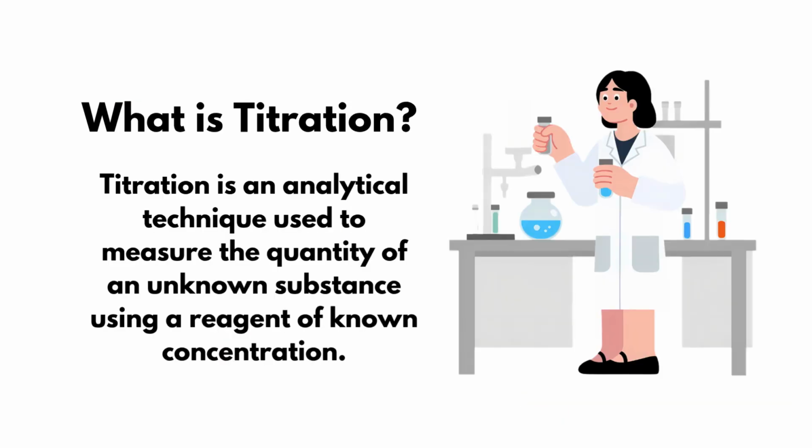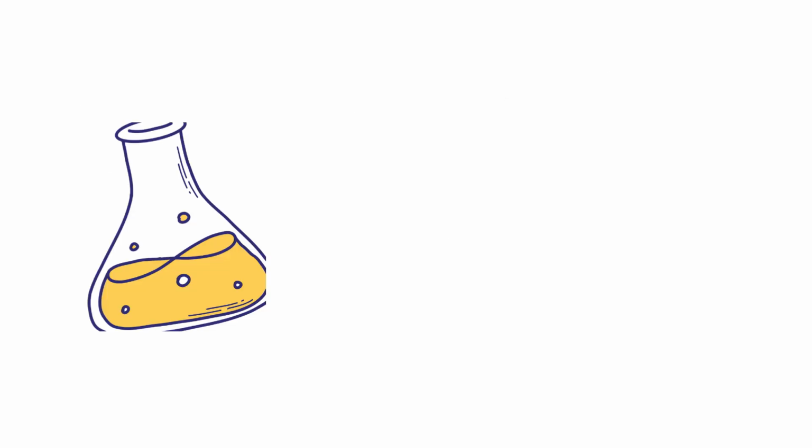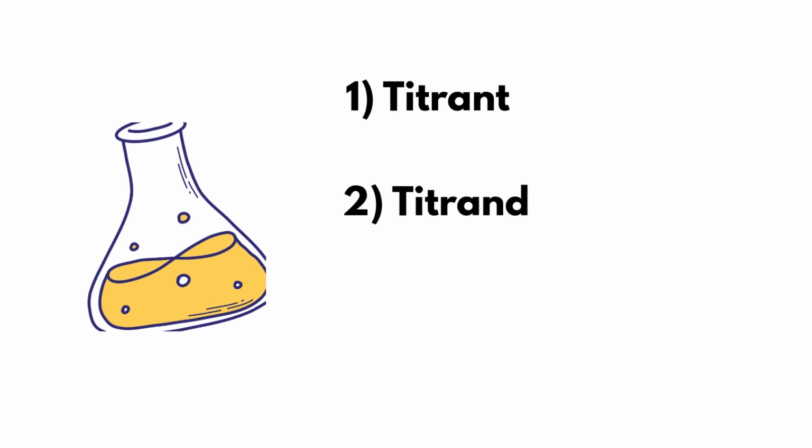Titration is an analytical technique used to measure the quantity of an unknown substance using a reagent of known concentration. In scientific terms, a titration consists of three main parts: titrant, titrand, and indicator. Let's understand them one by one.